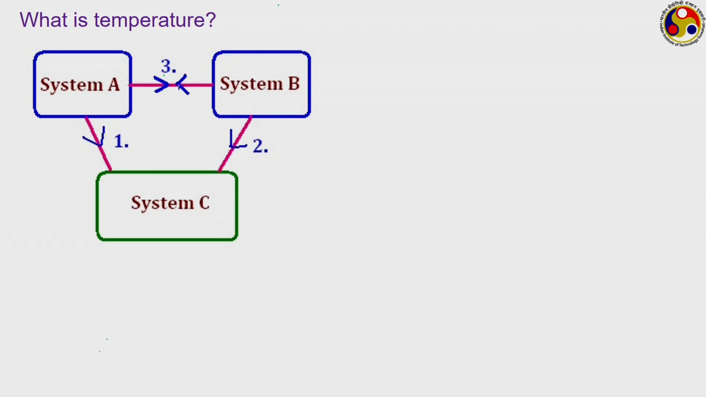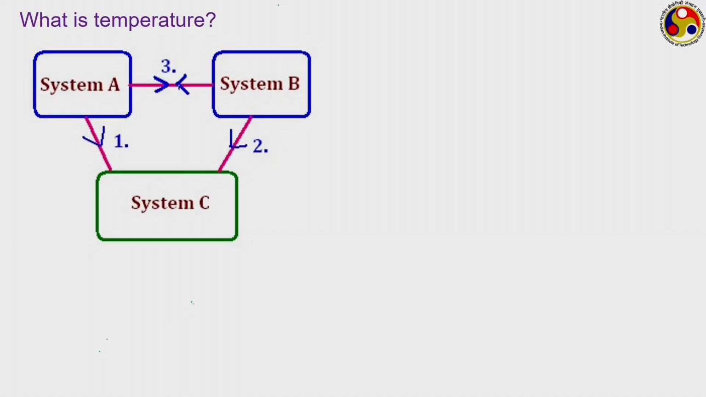If two systems, say A and C, are in thermal equilibrium with each other, and similarly B and C are also separately in thermal equilibrium with each other, then A and B also have to be in thermal equilibrium with each other. Now, what do we mean by thermal equilibrium? Thermal equilibrium means there is no heat transfer taking place between the two systems.